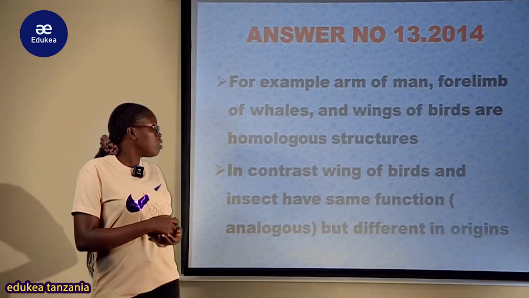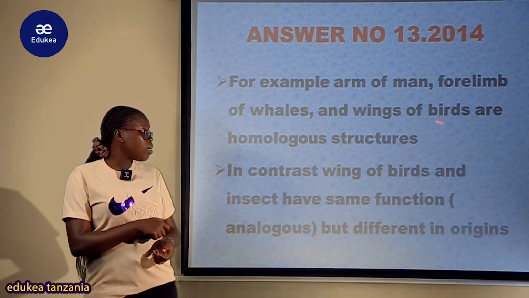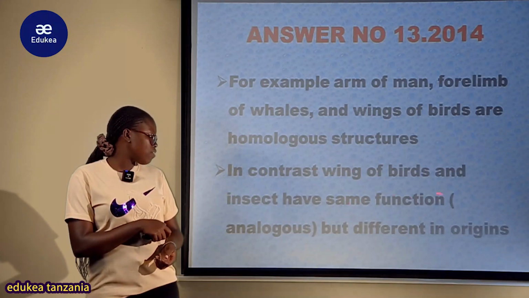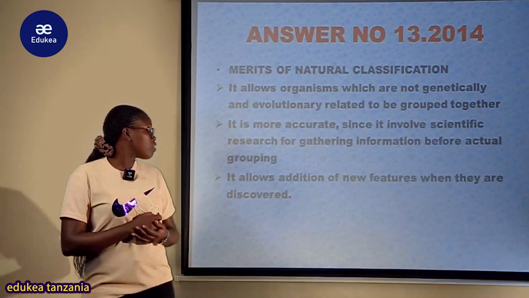So for example, the arm of man, the forelimbs of four-legged animals and the wings of the bird are homologous structures. In contrast, the wings of birds and insects have the same function, ambao tunaita ni analogous, but difference in origin.